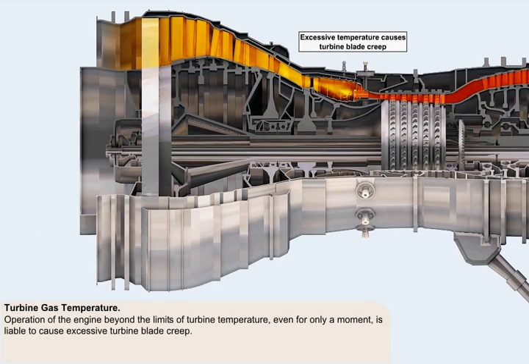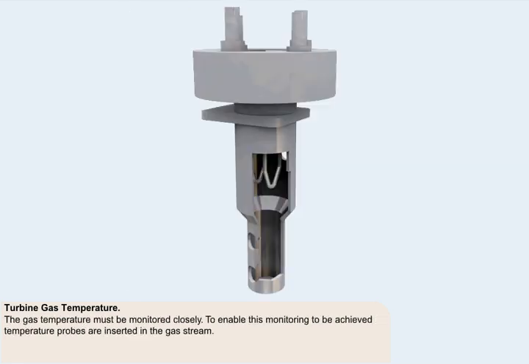The temperature of the gas passing through the turbine of a gas turbine engine is the most critical parameter of those displayed on the engine instruments. Operation of the engine beyond the limits of turbine temperature, even for only a moment, is liable to cause excessive turbine blade creep, which will be catastrophic if the rotating blades touch the casing of the engine. The gas temperature must be monitored closely, and automatic temperature limiting equipment is fitted to most gas turbine engines operating today. To enable this monitoring to be achieved, temperature probes are inserted in the gas stream.